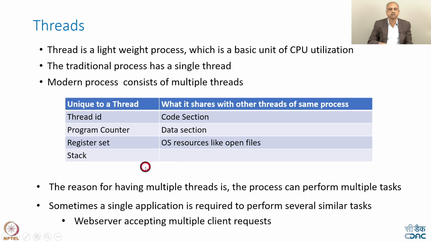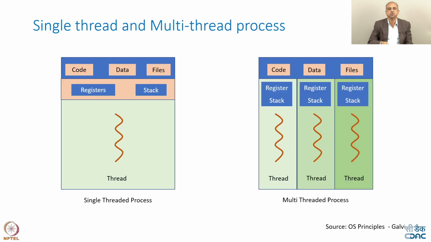The basic reason for having multiple threads is that a process consisting of multiple threads can perform multiple tasks. Another motivation is that a single application is required to perform similar tasks, like a web server. A web server connects to multiple browsers at the same time. These multiple browsers are run by different users connected over the network. The task is the same: get a request, service the request, get a request, service the request. So, each such request is handled by an individual thread.